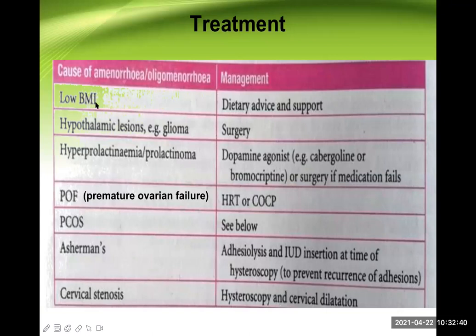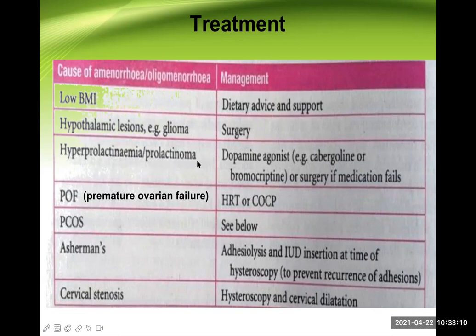Low BMI, a very lean and thin girl or female, with extreme loss of weight. BMI less than 18 is called malnutrition according to BMI classification. We give dietary advice and support, and if she is taking good nutrition, then everything may come back to normal. Hypothalamic lesions like glioma, which is a type of tumor, surgery should be done.